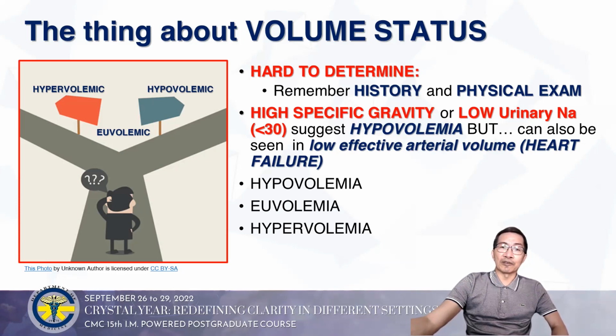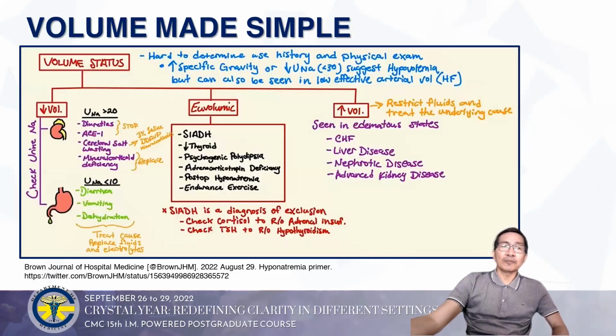So it's very difficult to actually assess this per se. Basically, if we were to make this simple, we just have to be aware that there's such a thing as volume status that we have to determine when we deal with hyponatremia, and specific gravity and urinary sodium are clues whether they're actually having hypovolemia. The important thing here is just to recognize that there are hypervolemic states, euvolemic states, and hypovolemic states. In hypovolemic states, you have to check your urinary sodium to be able to manage the condition properly.